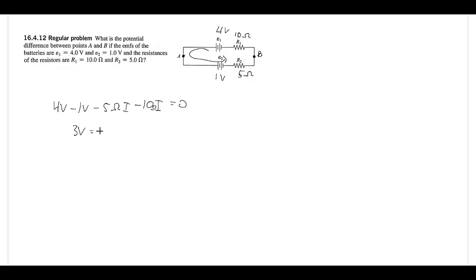So we've got 15 ohms times I, which means that I is equal to 1/5 of an amp. So that's 0.2 ohms. Oh, sorry, whoa, 0.2 amps, my bad.